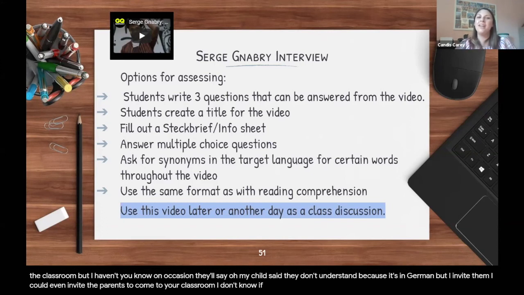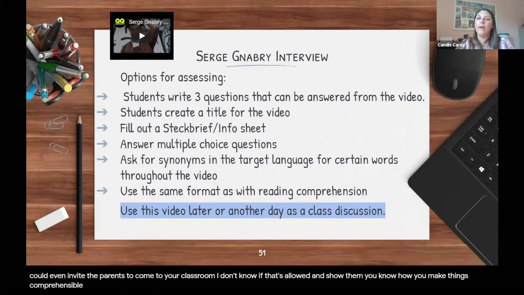I don't know if that's allowed. And show them, you know, how you make things comprehensible. When I have parent open house, I tell them things I do.